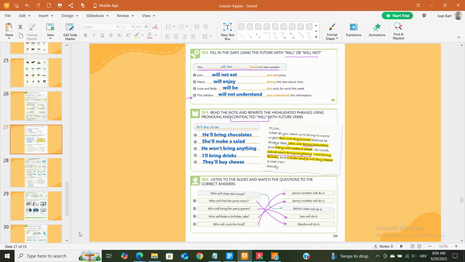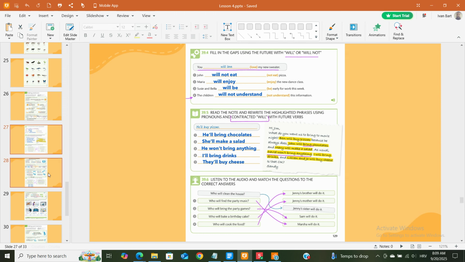39.6 Listen to the audio and match the questions to the correct answers. Who will clean the house? Who will find the party music? Jenny's brother will do it. Jenny's mother will do it. Who will bring the party games? Who will bake a birthday cake? Who will cook the food? Jenny's sister will do it. Sam will do it. Marsha will do it.